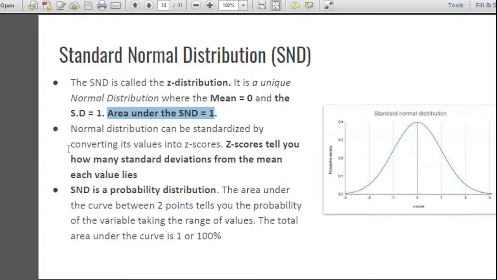A normal distribution can be standardized by converting it into z-scores. A z-score tells you how many standard deviations from the mean each value lies, right? So when we convert a normal distribution into a standard normal distribution, we convert the x, which is there on the x-axis, that is our unit, right, into a z-score. In a standard normal distribution, you'll see on the x-axis you find the z-score.